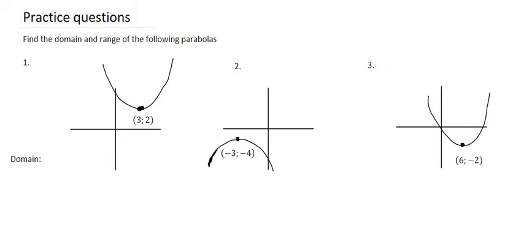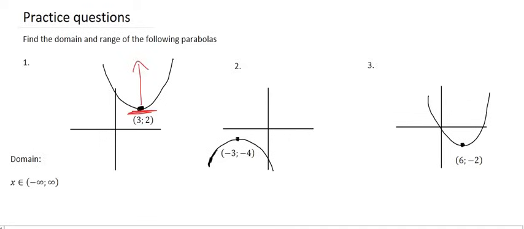For the first one, we can see that the domain, remember the domain is all about how far left and how far right. For a parabola, it will always be from -infinity up to infinity. With the range, we can see that the lowest part on that parabola is at +2, but it can go all the way up to positive infinity. Note that the 2 is included.